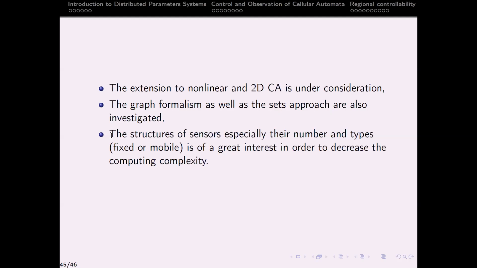What we are also interested in is how to choose the optimal structure of sensors, and also the same problem for actuators. But now we are dealing with sensors for this application of fire spread: how to choose the location of sensors, the type of sensors, whether they are fixed or mobile. This is of great interest in order to decrease the computing complexity. As I told you, it will combine CA with multi-agent systems, and show how to deal with several mobile sensors in order to achieve observability.